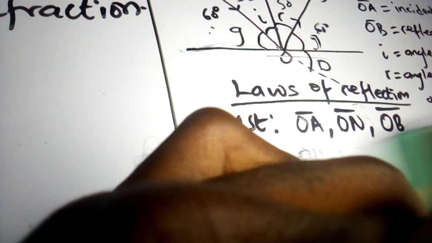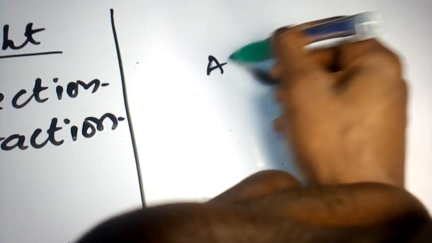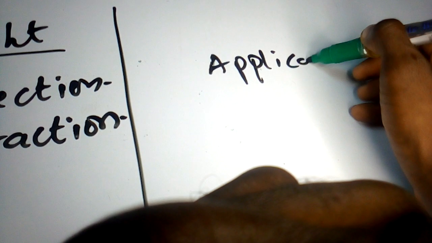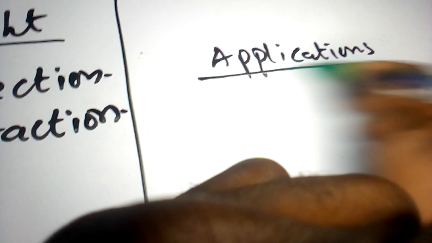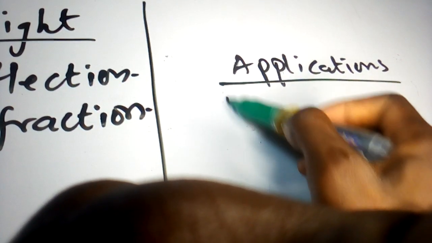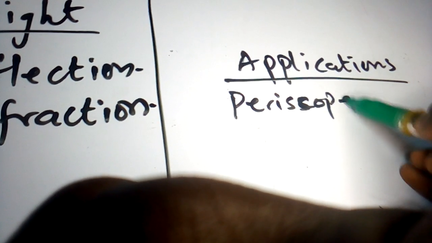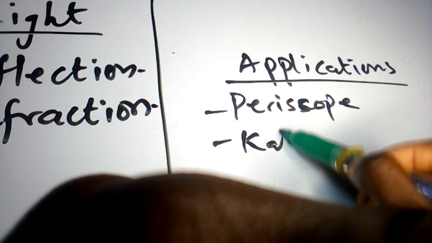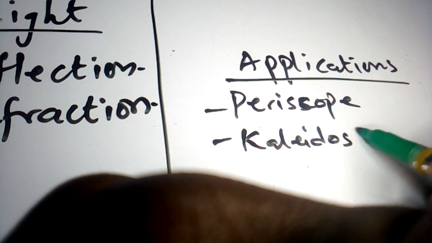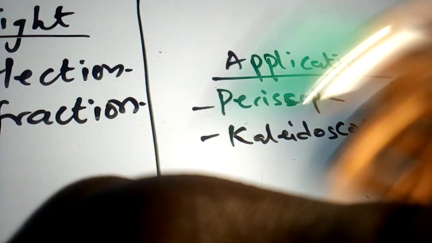So then we have the applications of reflection. Under the applications of reflection, we'll be considering what we call the periscope and the kaleidoscope. So a periscope is just a device used to view over obstacles.